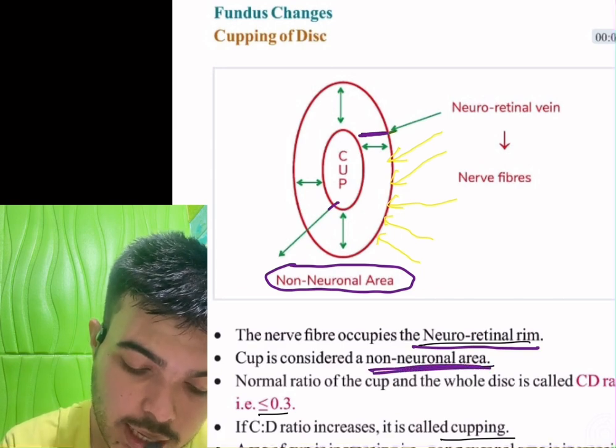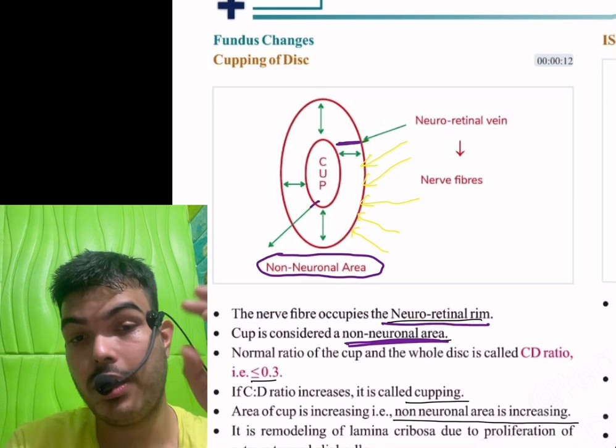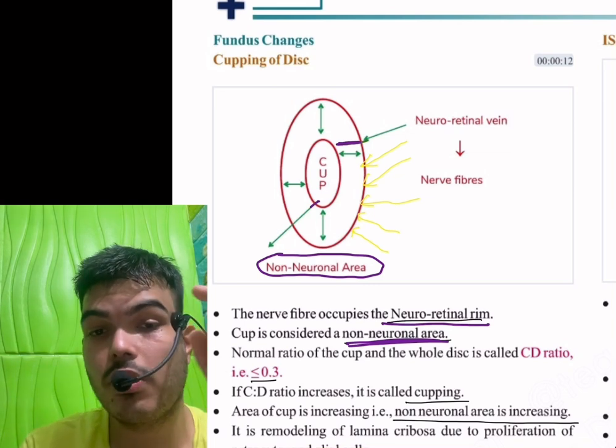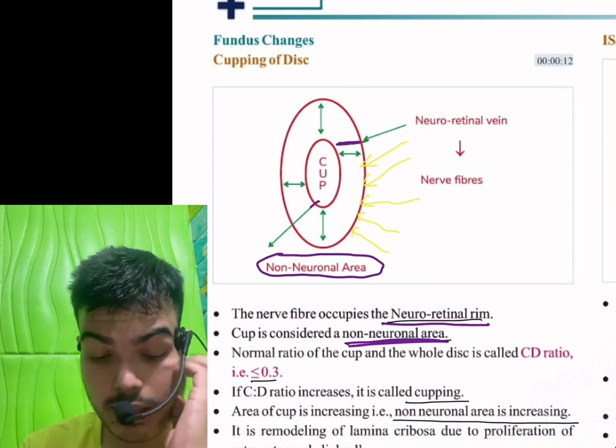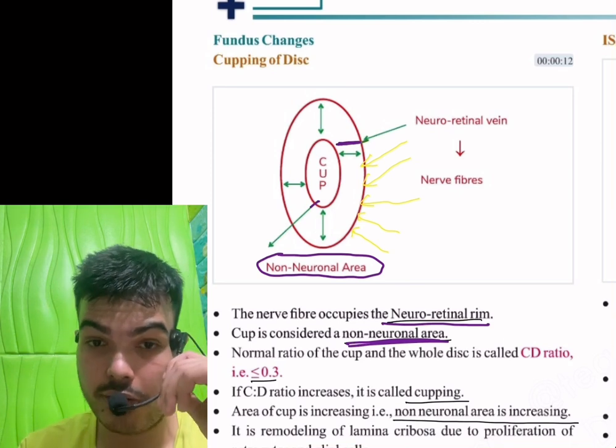All the rest is neural area. So whenever there is an increase in the glycosaminoglycans or matrix, the non-neural area will increase, right? That is the mechanism of the cup-disc ratio increasing, which is known as cupping.